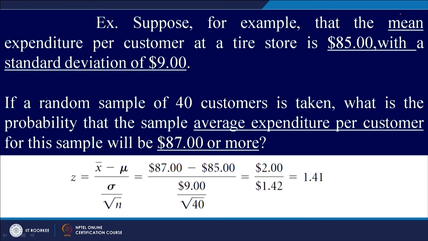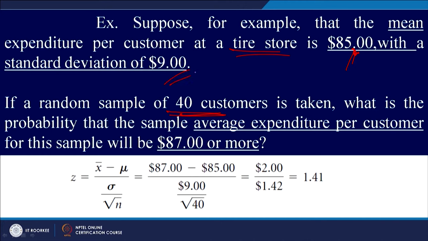So let us say at a tire store, several customers have purchased tires, and the owner of the tire store selected a sample of 40 customers randomly, and he knows from past experience that on average every customer spends $85 to purchase tires with a standard deviation of $9.